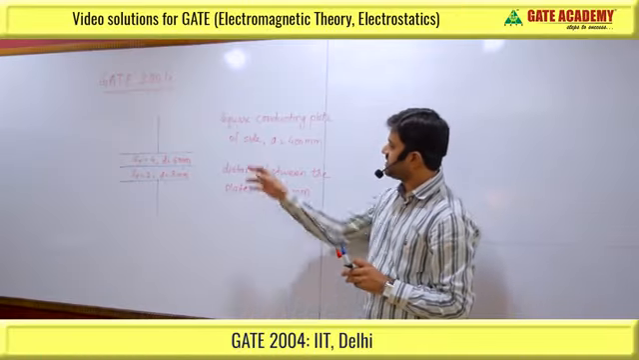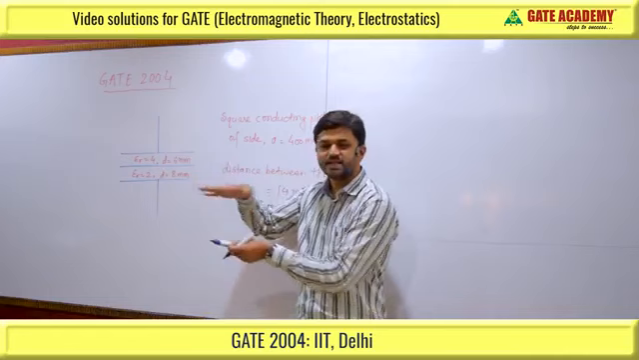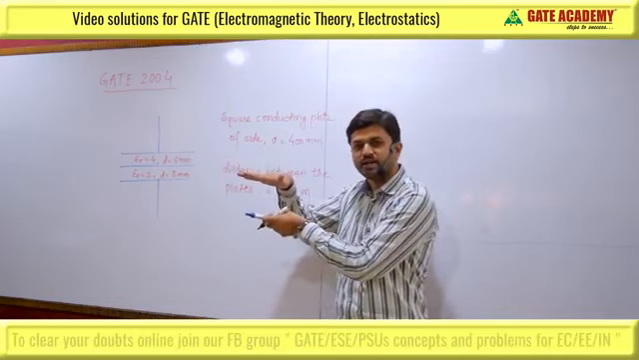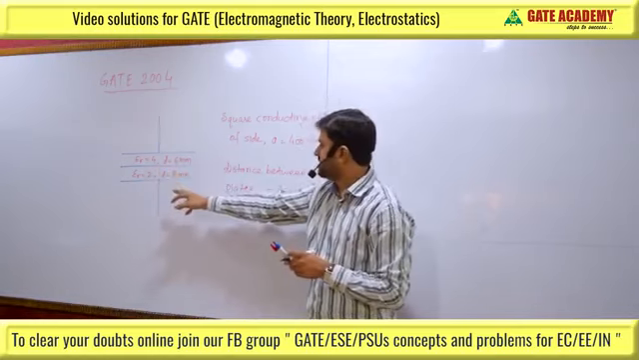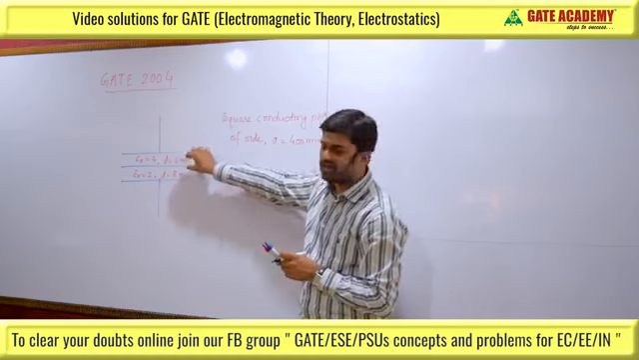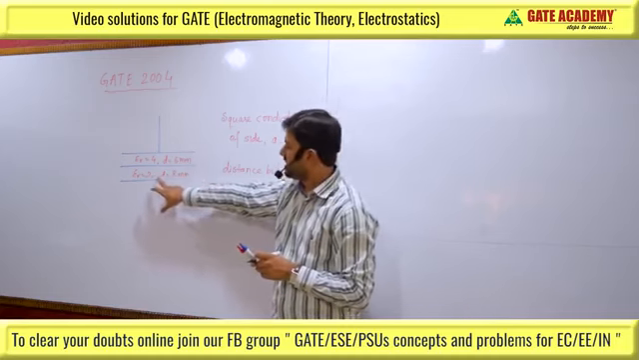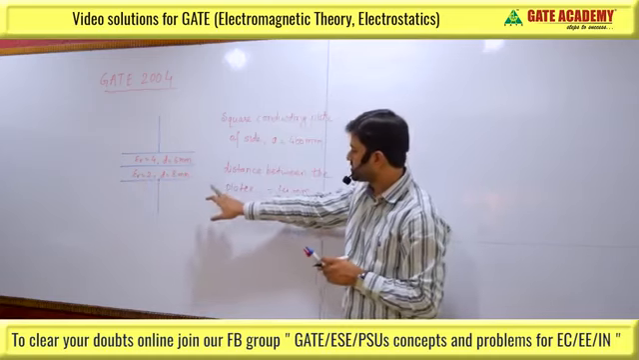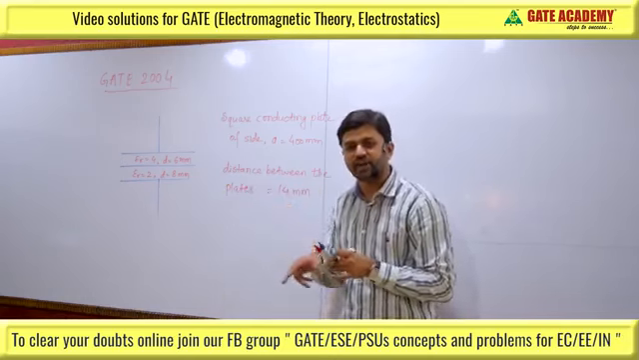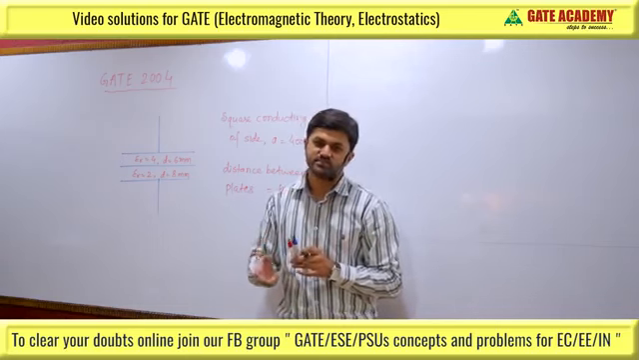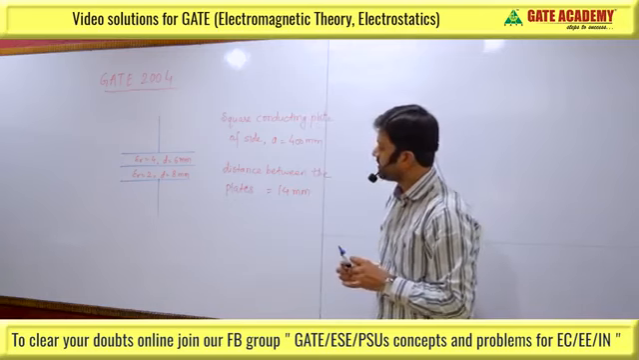So it is given that square conducting plane of side 400 millimeter. There are two plates, square conducting plates, and these two plates are divided into two regions with different dielectric constant. Up to 6 millimeter, it has dielectric constant 4, and for the next 8 millimeter, it has dielectric constant 2. So the distance between the plates is 14 mm, and this 14 mm is divided into two regions by different dielectric constant, 6 and 8 millimeter.